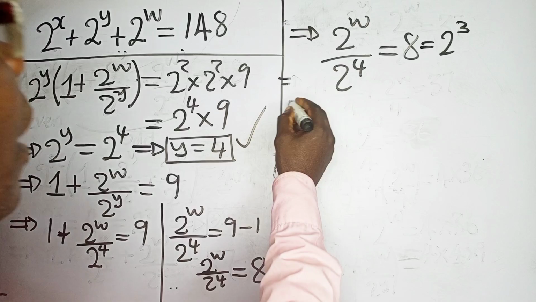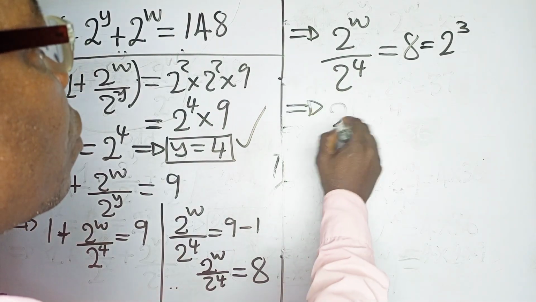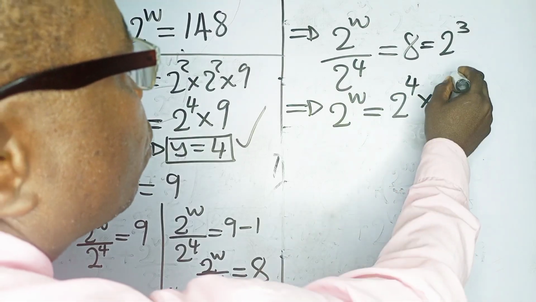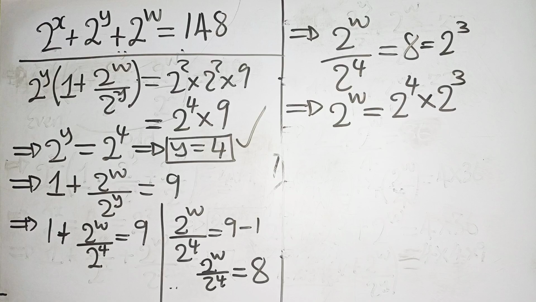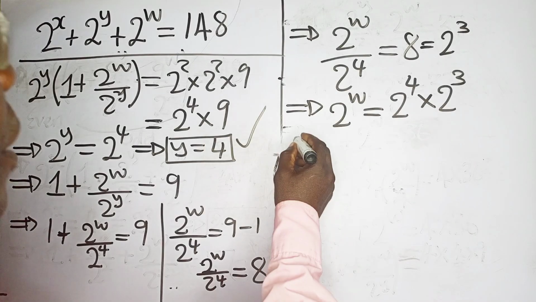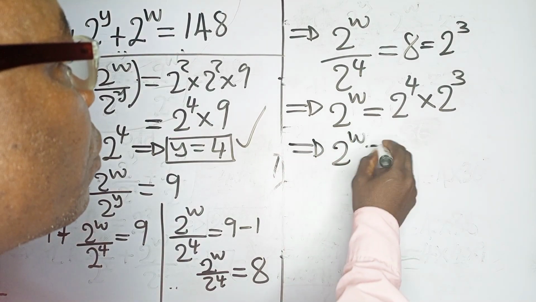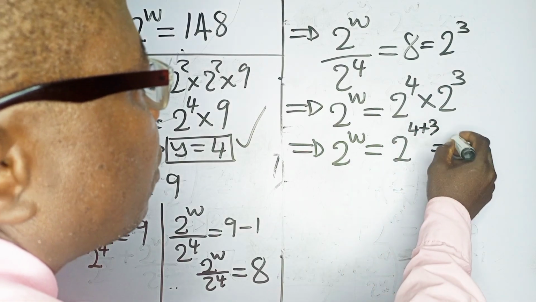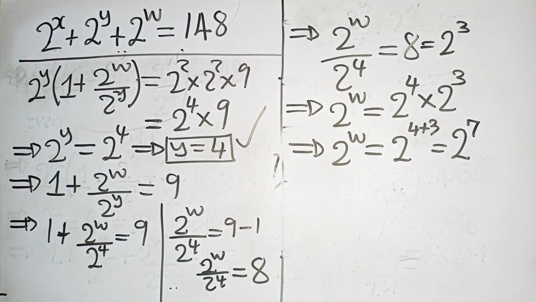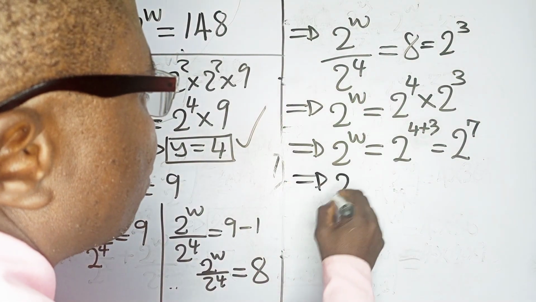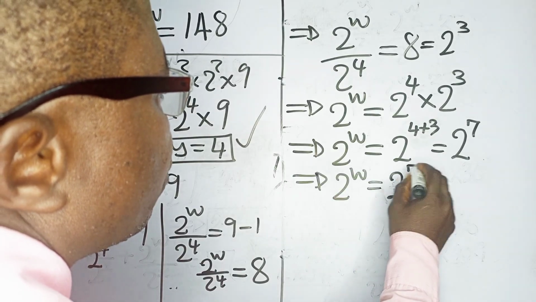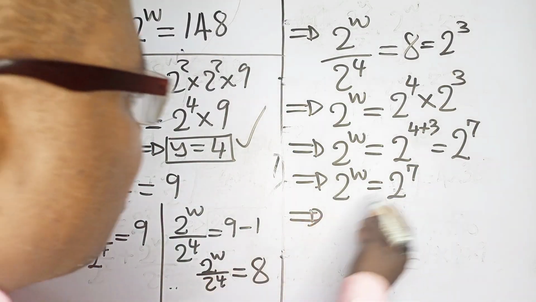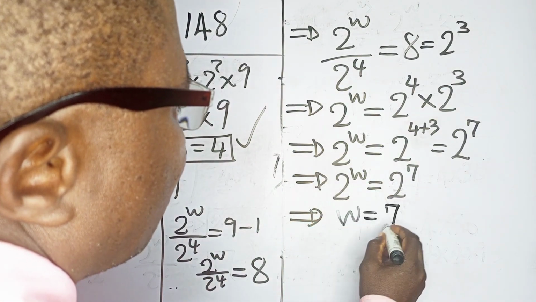All right, so when we cross multiply, we're going to obtain 2 to the w will be equal to 2 to the 4 multiplied by 2 to the 3. So from here, we have 2 to the w is equal to, the bases are equal, so we simply add their powers. 4 plus 3 gives us 2 to the power 7. So 2 to the w is equal to 2 to the power 7. This index expression equals this index expression. The bases are equal, therefore the powers are also equal.